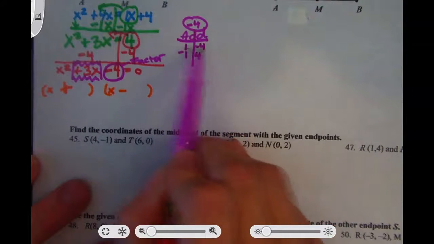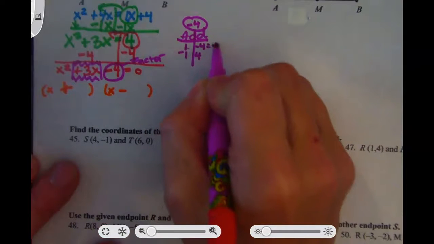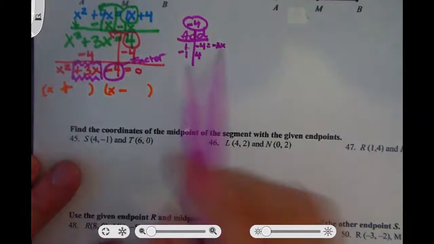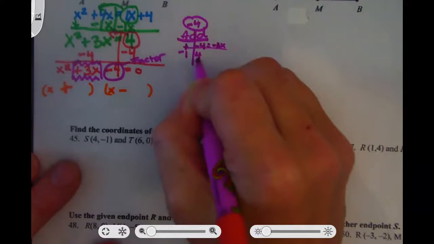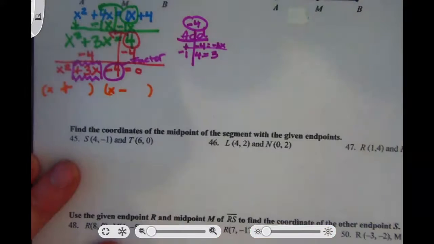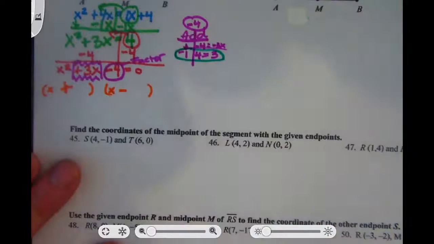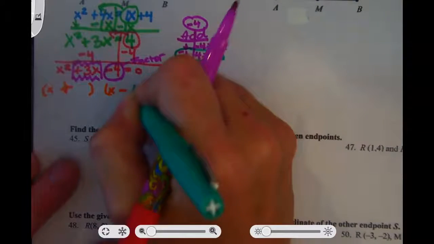So is there any way that when I add these two together, I can get a +3? So if I take 1 plus -4, I get -3. That's not it. What about -1 plus a +4? Ooh, I actually get a +3. I don't need to list any other factors. This is my winner. So because it's a -1, I'm going to put -1 here.